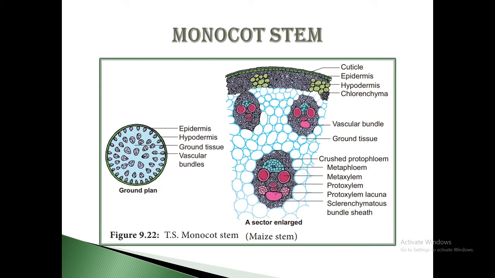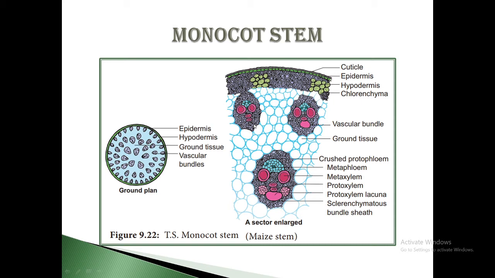Now, the ground tissue is just below the epidermal layer. Here, there is no differentiation between the epidermis, cortex and stele. So next to the epidermal layer, there is the ground tissue. Within the ground tissue, a definite or well defined cortex is absent.